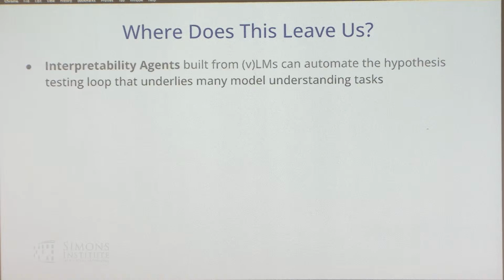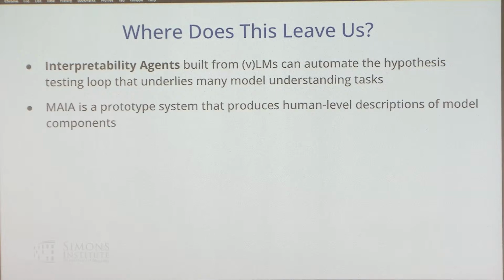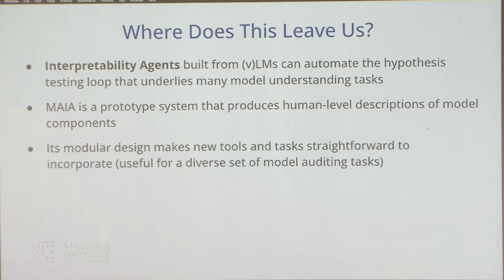So where does that leave us? Looking at interpretability agents built from language models or vision language model backbones that can automate this hypothesis testing loop that underlies a lot of different model understanding tasks. And MAIA, that we've looked at, is a prototype system that produces arguably almost human-level descriptions of model components. The modular design of agents like these makes it pretty straightforward to incorporate new tools and to adapt the system to different types of downstream tasks. We've looked at a lot of neuron description tasks right now, but there are a lot of other behaviorally relevant and safety relevant tasks that you might want to apply an automated agent to help with.